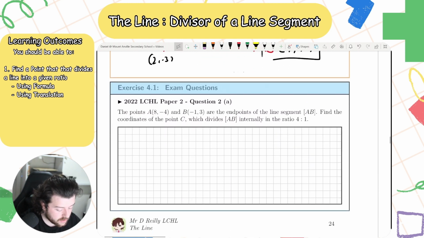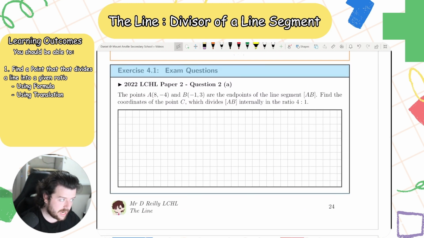Right, so let's look at some exam questions now. So this is from the 2022 paper. The points A (8, -4) and B (-1, 3) are end points of the line segment AB. Find the coordinates of point C, which divides AB internally in the ratio 4:1.